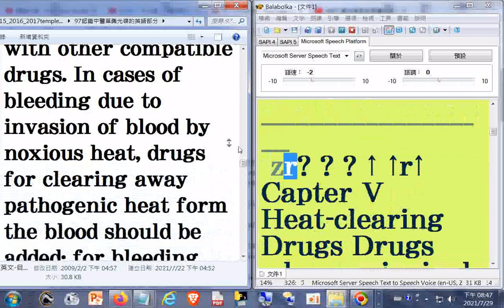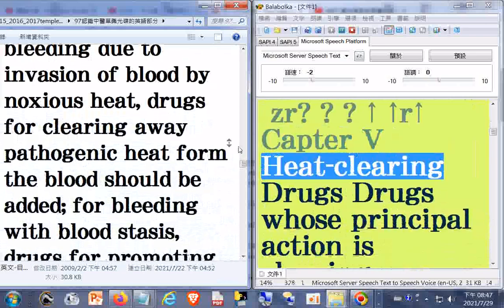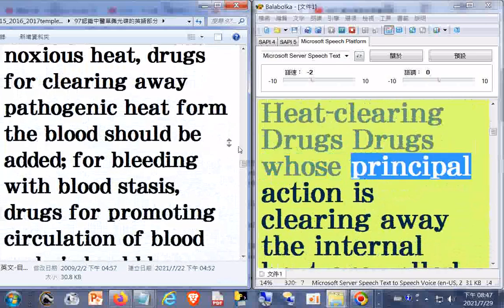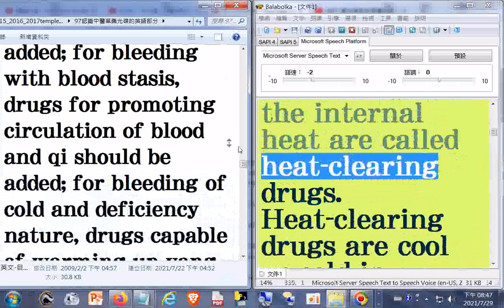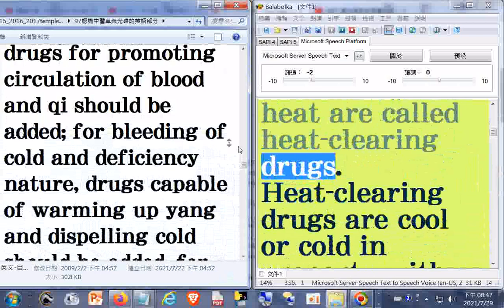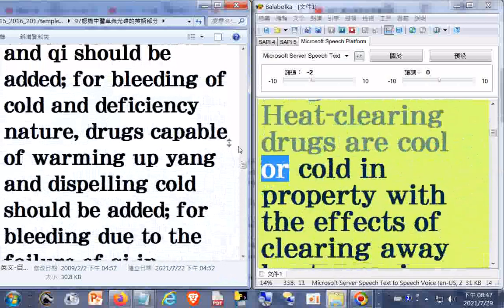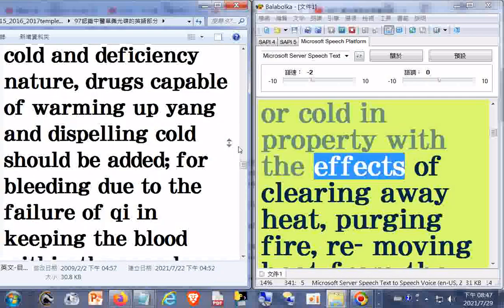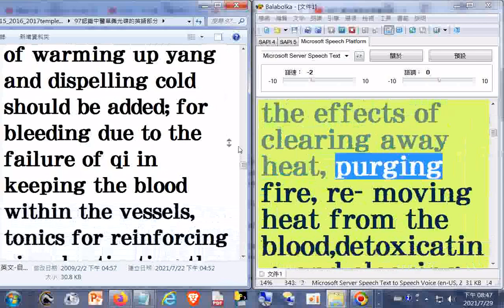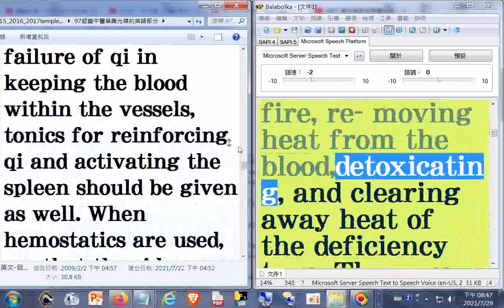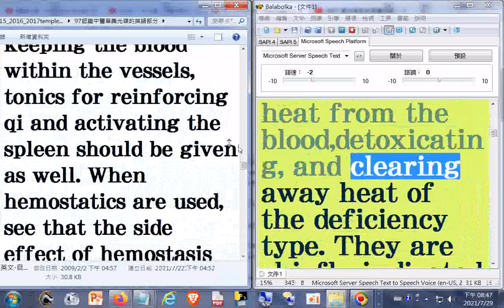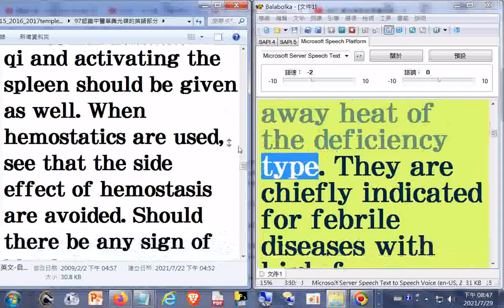Chapter 5: Heat-clearing drugs. Drugs whose principal action is clearing away the internal heat are called heat-clearing drugs. Heat-clearing drugs are cool or cold in property with the effects of clearing away heat, purging fire, removing heat from the blood, detoxicating, and clearing away heat of the deficiency type.